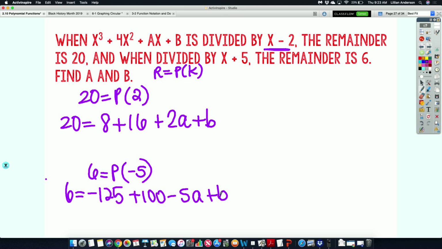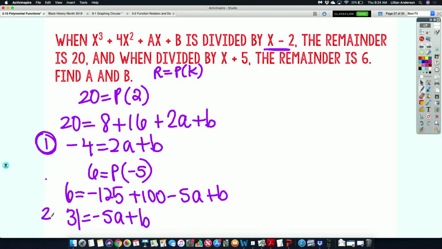You're trying to find the values of a and b. I have two equations with two variables, and I could do systems of equations. If I combine 8 and 16, that gives me 24. I can subtract that 24 over to get negative 4 equals 2a plus b. That's one of my equations. And then over here, if I combine, that gives me a negative 25. When I add it over, that gives me 31 equals negative 5a plus b. And I have my second equation. So yes, I can do a system of equations.